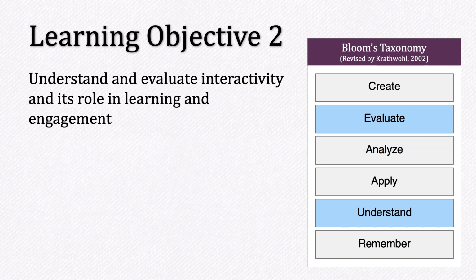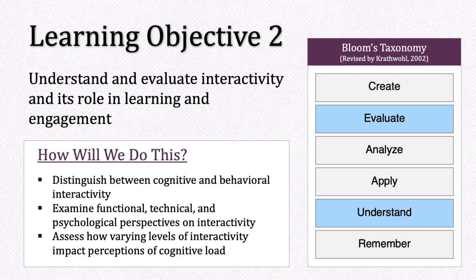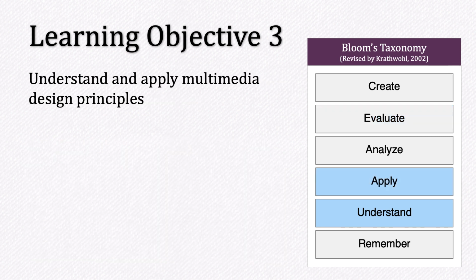Our second learning objective states that we will understand and evaluate interactivity and its role in learning and engagement. How will we do this? Well, we're going to distinguish between cognitive and behavioral interactions. We'll examine functional, technical, and psychological perspectives on interactivity, and we'll assess how varying levels of interactivity impact perceptions of cognitive load. Our third learning objective states that we will understand and apply multimedia design principles.